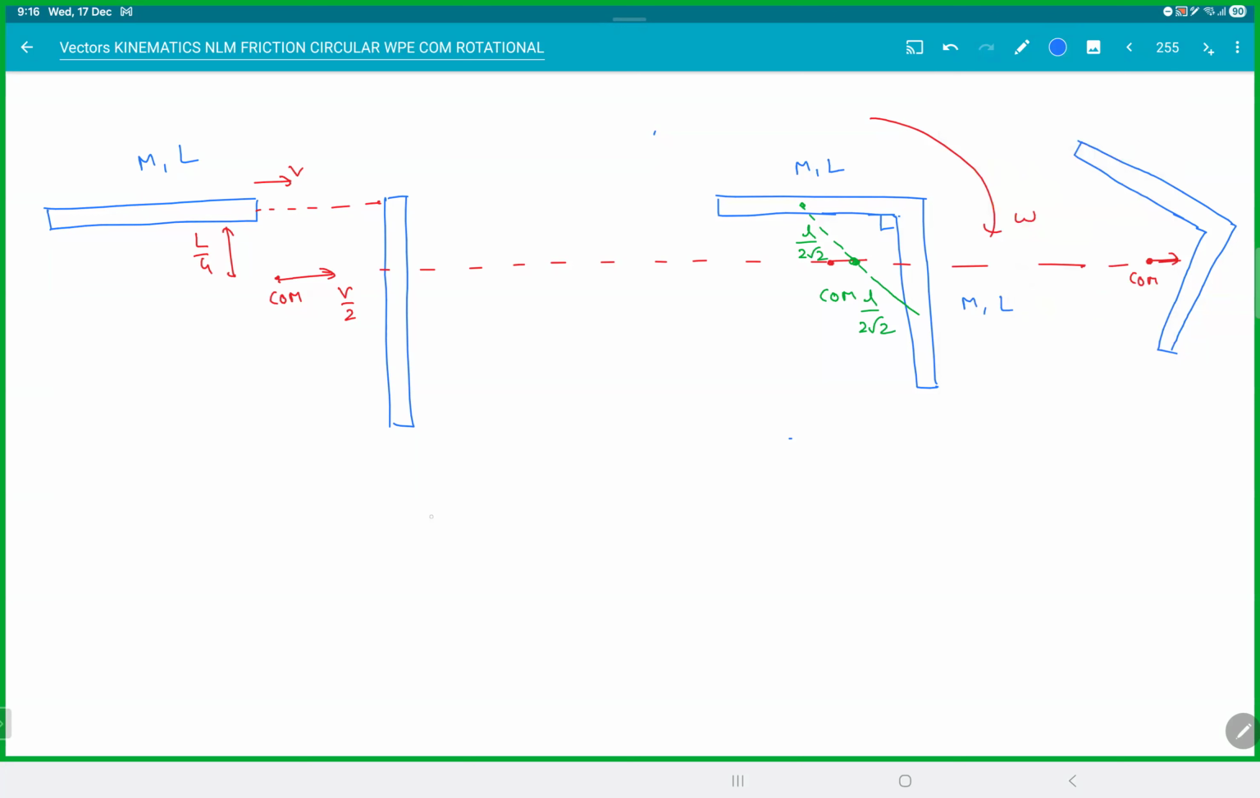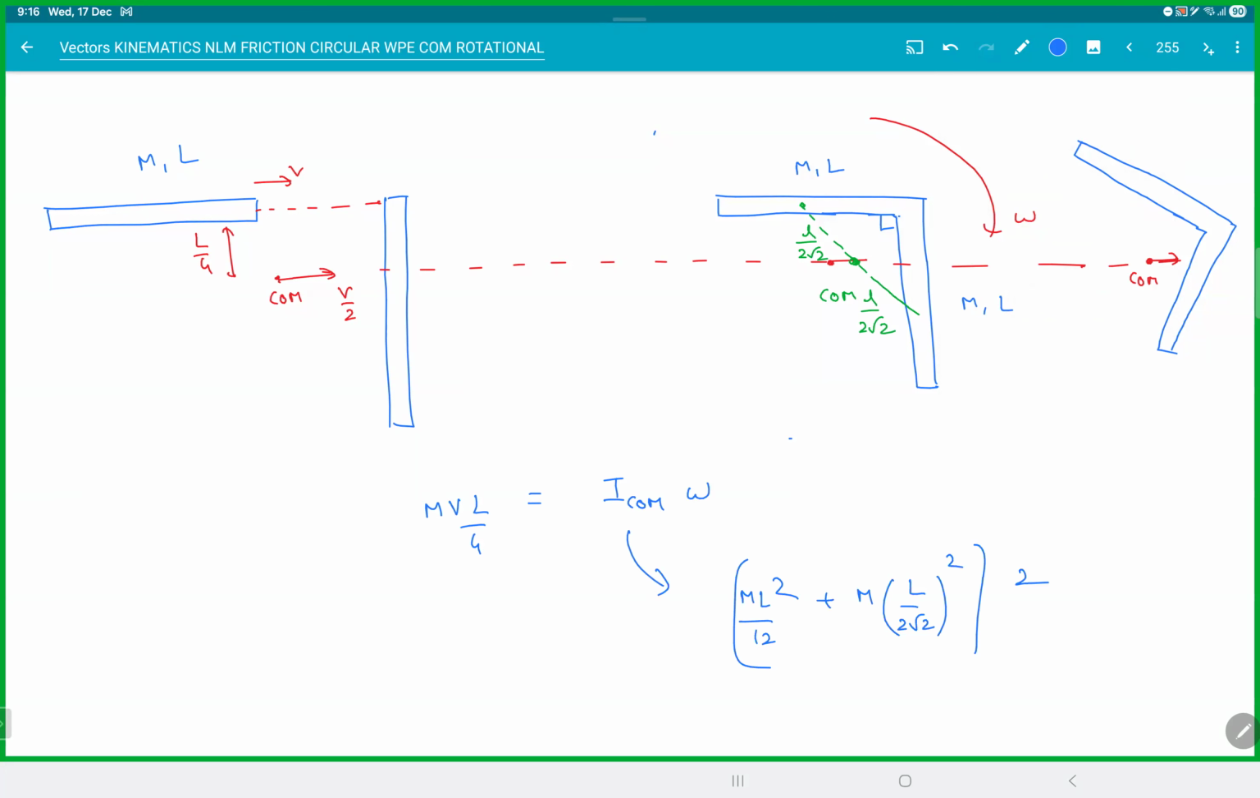So initial angular momentum is m V L by 4, only one rod is moving. Here, the angular momentum of the system will be I center of mass times omega. What is I center of mass? m L squared by 12 plus m into (L by 2 root 2) squared, times 2, because there are two rods.